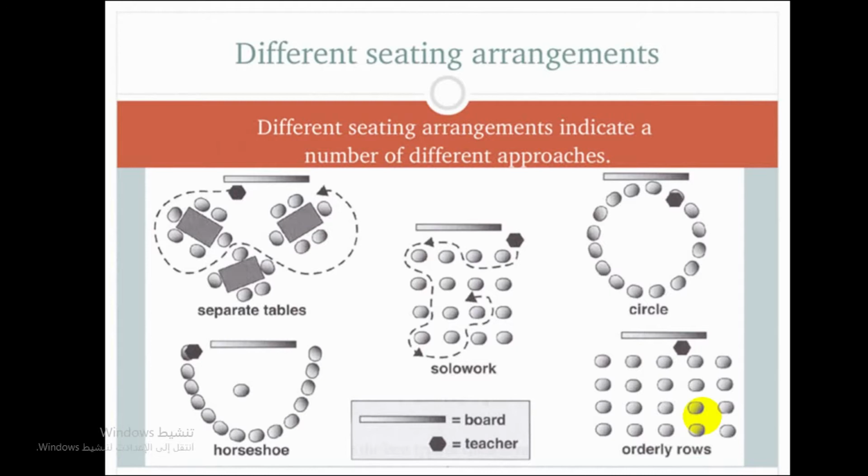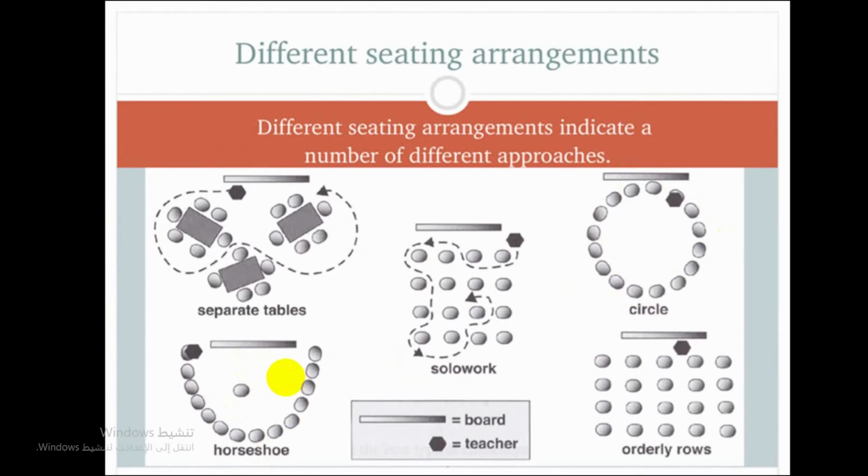Here we have the second, or another, shape or arrangement of students in the classroom. We have circle arrangements, and we have horseshoe here, as you see in this picture.